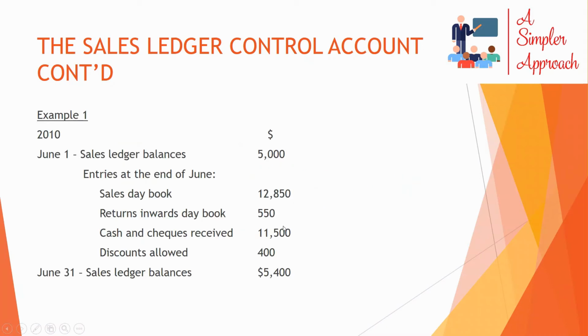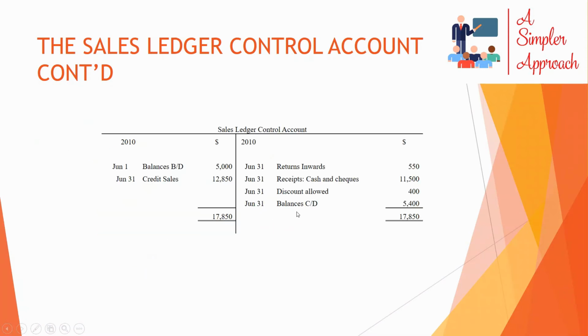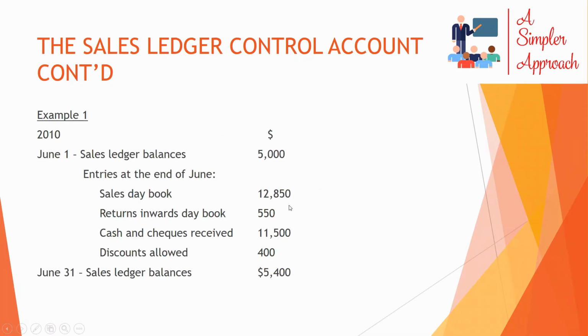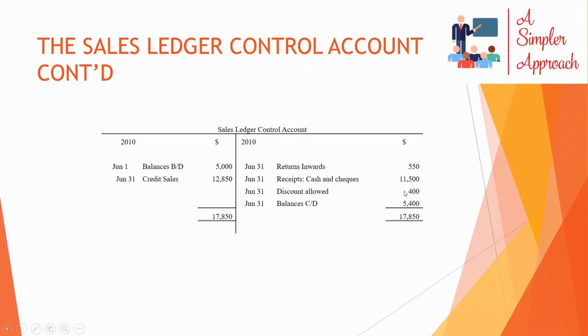All the cash and checks received from our debtors, credited. Discounts allowed, credited. And remember, all these things are credited in the debtor's account because they are debited in their respective places in the corresponding account. That would be the returns inwards for this one, the cash book for this one, and the cash book for that one. Okay, and then the balance is 5,400.